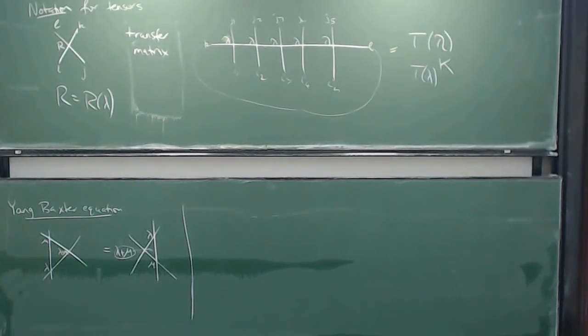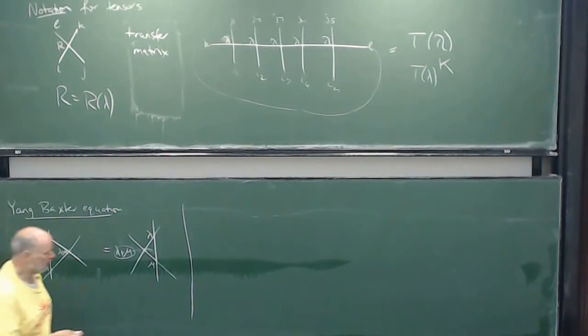All right, now, what we're going to do is look at the consequences of the Yang-Baxter equation on our transfer matrix. Okay? So this is a small equation. It's just local, involves 3 R's. But what it's going to imply is a fabulous relation between the transfer matrices themselves. And this is how it goes.